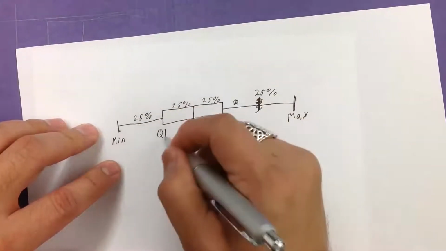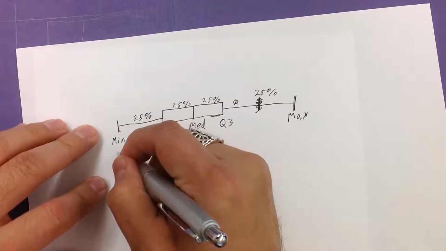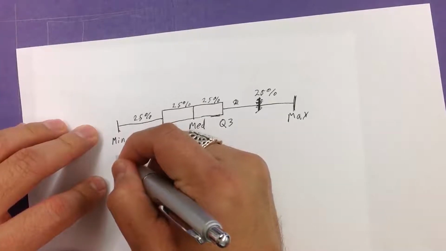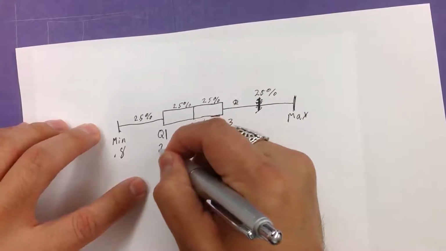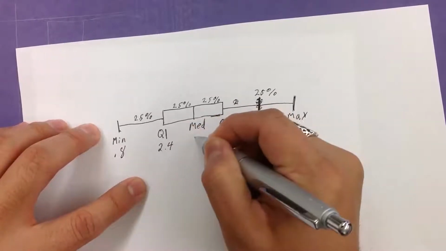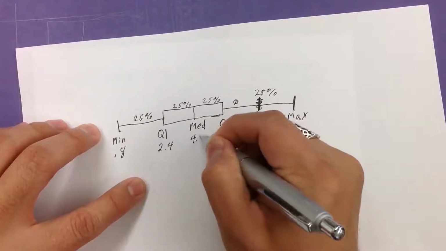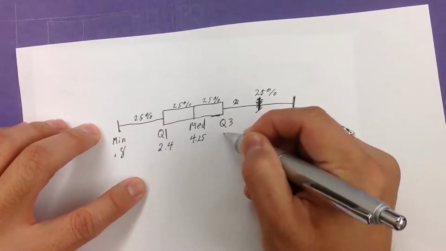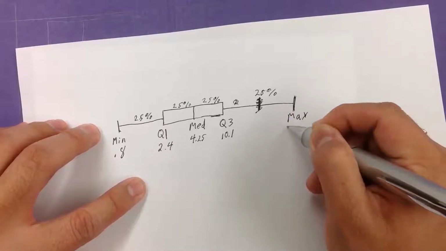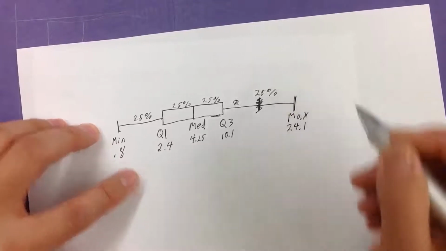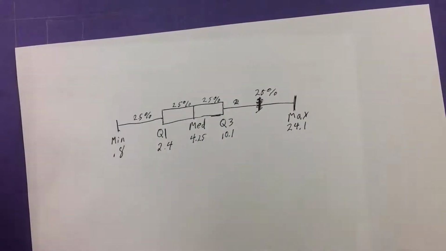Now, we just need to go ahead and write our numbers. The minimum is 0.8. Quantile 1 is 2.4. Median is 4.25. Quantile 3 is 10.1. And the maximum is 24.1. So this is our box plot.